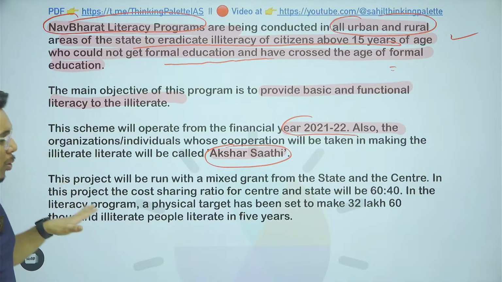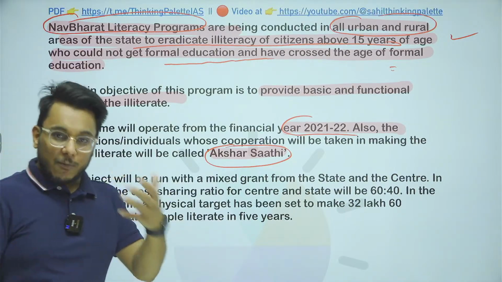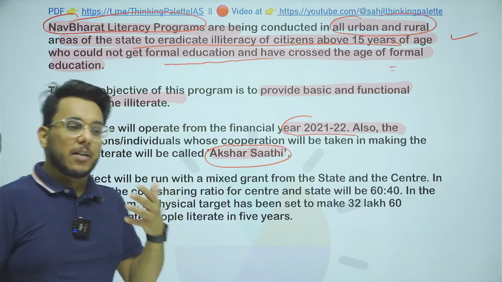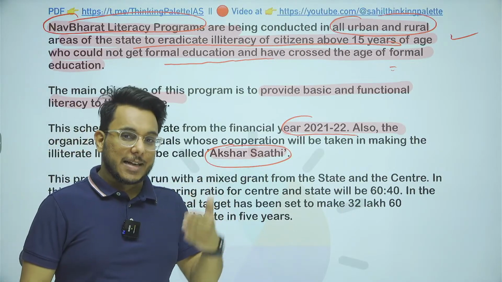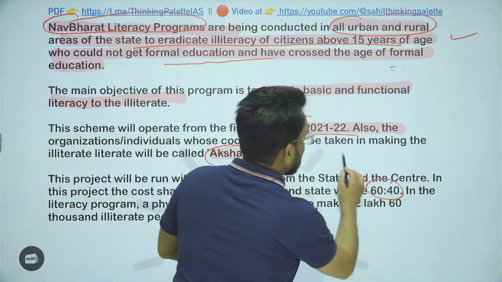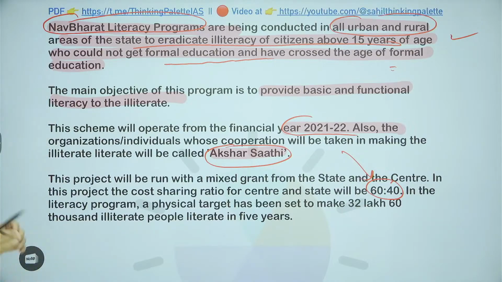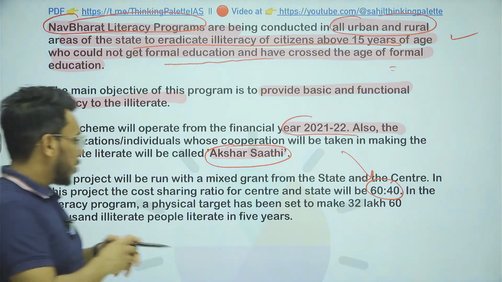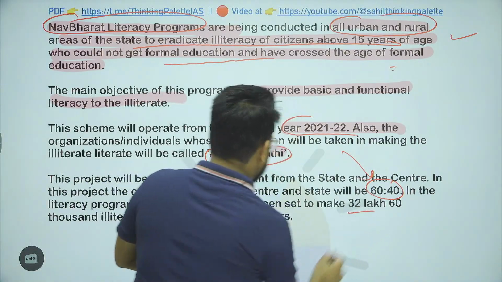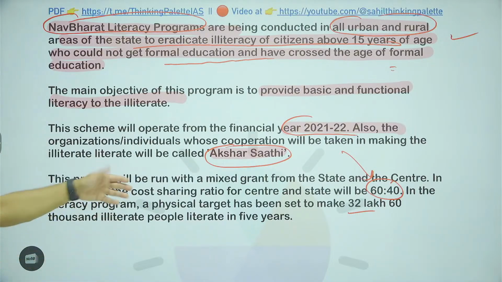This project is a centrally sponsored scheme. What are centrally sponsored schemes? The schemes where the money is shared by both the center and the states. The funding ratio will be 60:40, that is 60% funding by the center and 40% by the state. The physical target set is to train 32 lakh 60,000 illiterate people.